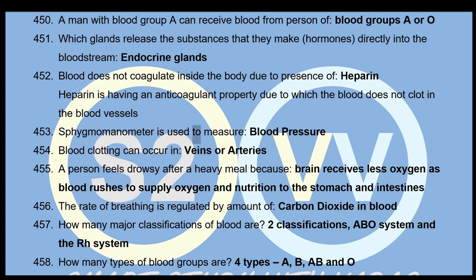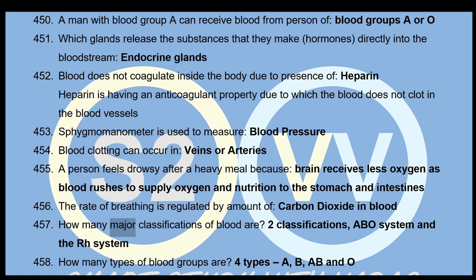Sphygmomanometer is used to measure blood pressure. Blood clotting can occur in veins or arteries. A person feels drowsy after a heavy meal because the brain receives less oxygen as blood rushes to supply oxygen and nutrition to the stomach and intestines. The rate of breathing is regulated by the amount of carbon dioxide in blood.